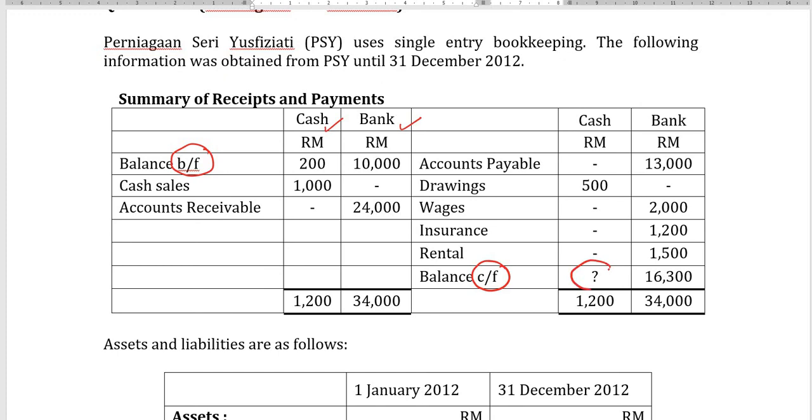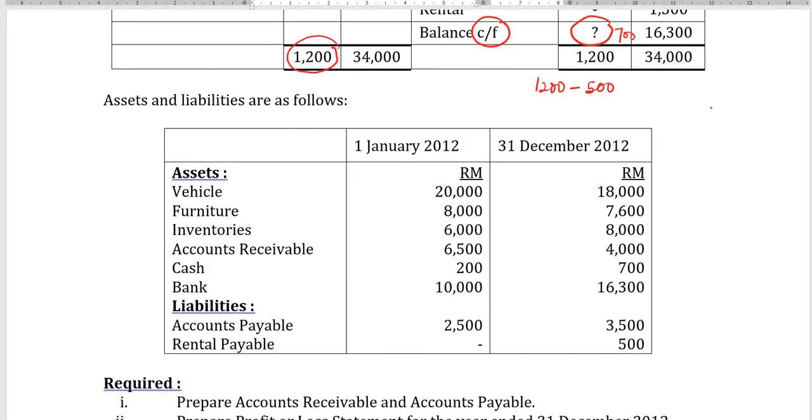You kena cari untuk cash. That shouldn't be a problem here because your cash amount is 1,200. Your payment is only 500. Okay, so tolak sajalah. Alright, 1,200 minus 500, so the amount is actually 700. Okay, that will be the ending balance for your cash accounts. Okay, and then this is balance untuk asset and liability. Rental payable, baki awal kosong.